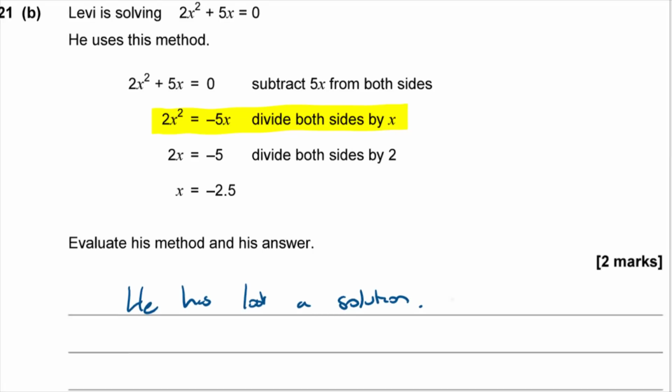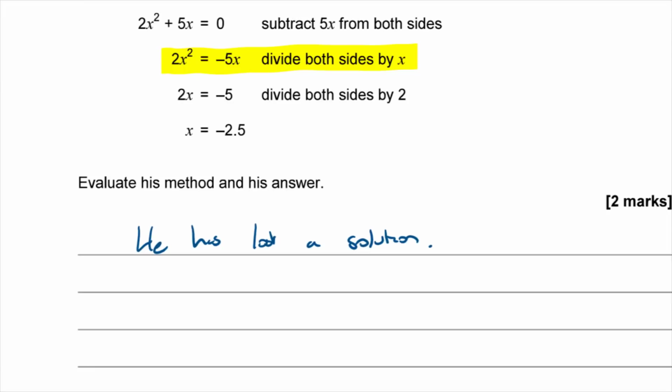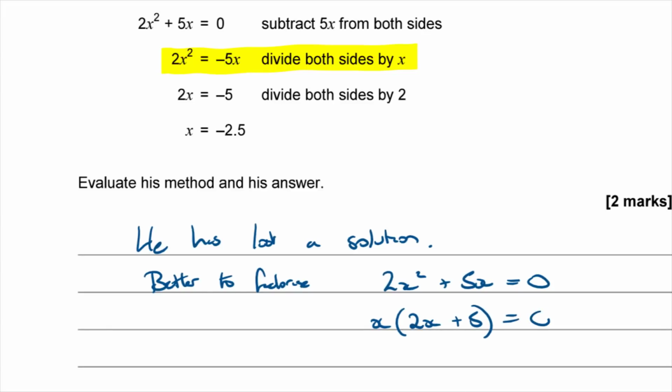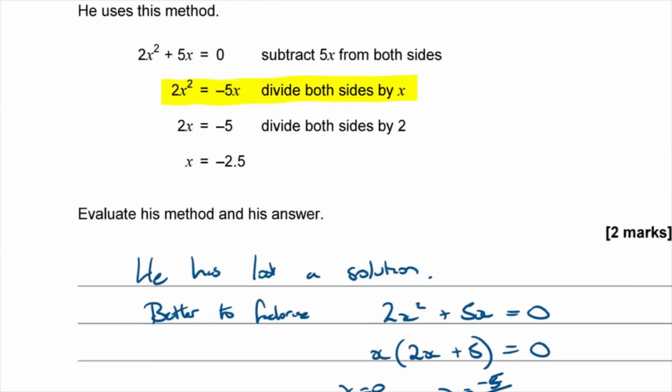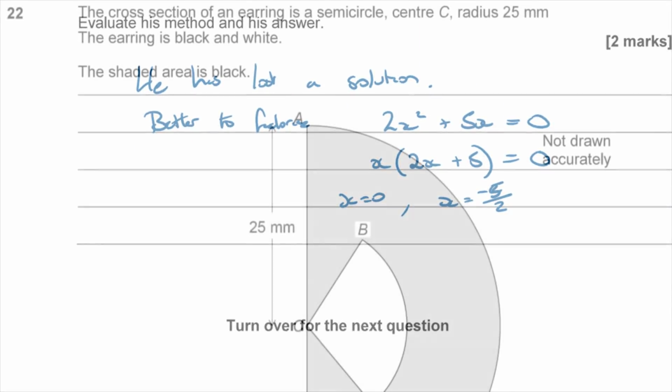What you should have done here is factorize out the x. It's better to factorize. So you get 2x squared plus 5x equals 0. Factorizing out the x, you get x times 2x plus 5 is equal to 0. So then here I've got x is equal to 0, which is my first solution, and I've got x equals minus 5 over 2, which is the same solution as Levi found.